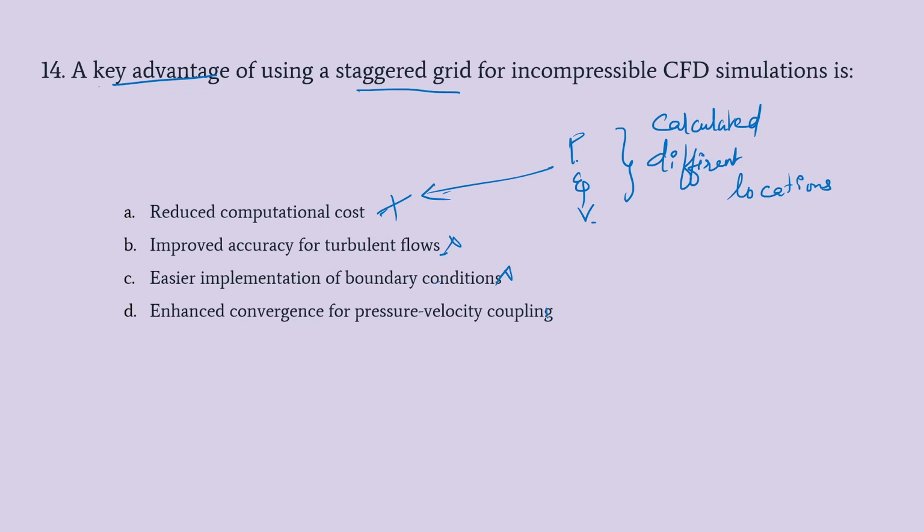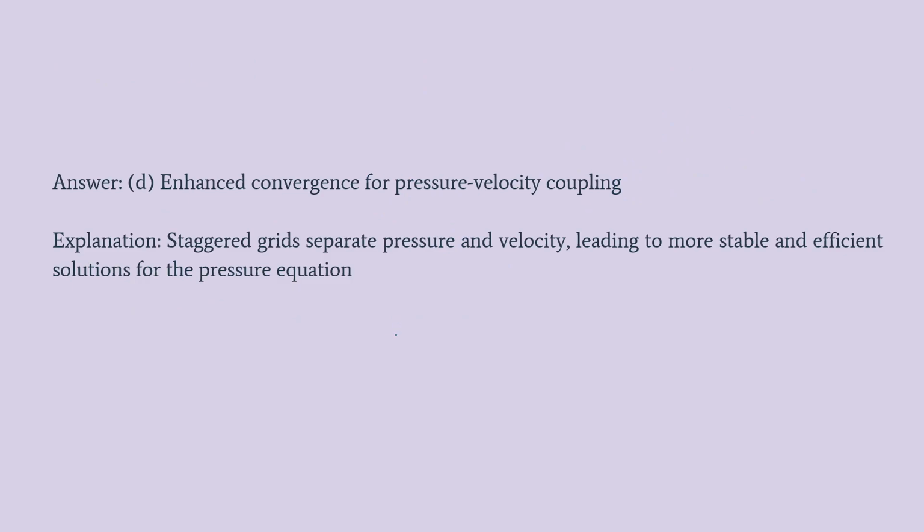Our answer becomes option D, enhanced convergence of pressure velocity coupling. The purpose and advantage of staggered grid is pressure velocity coupling, which leads to a more stable and efficient solution for pressure equations.